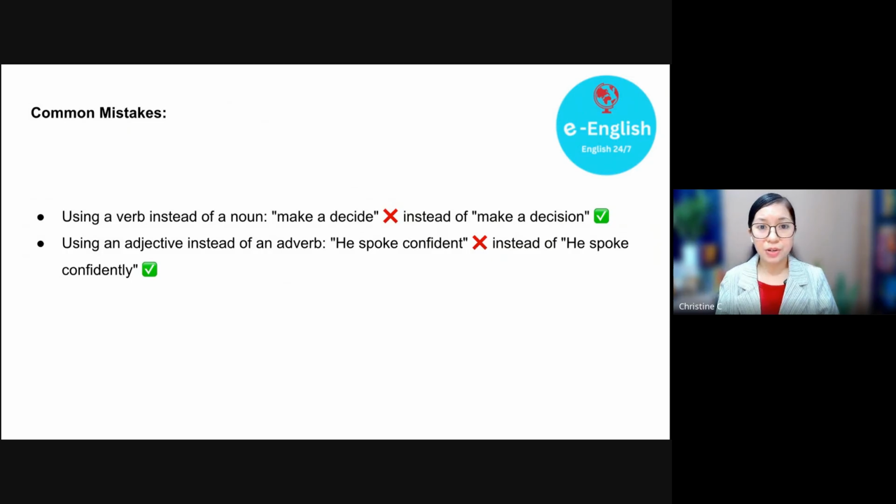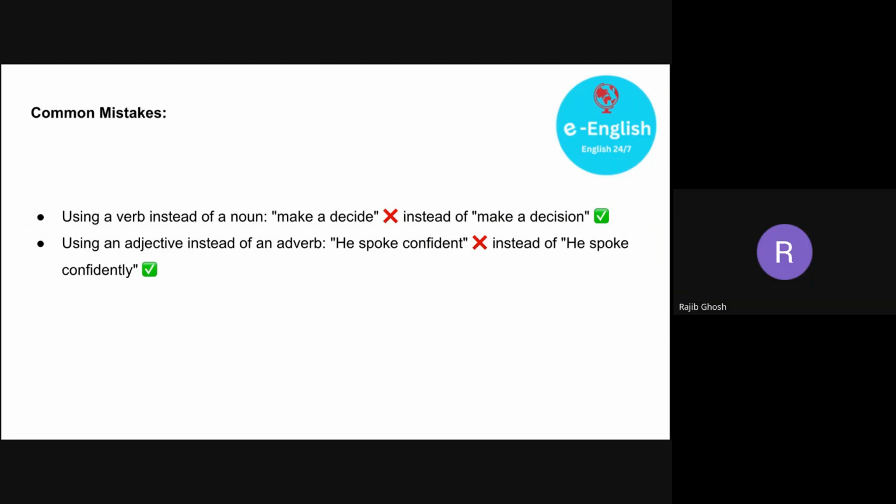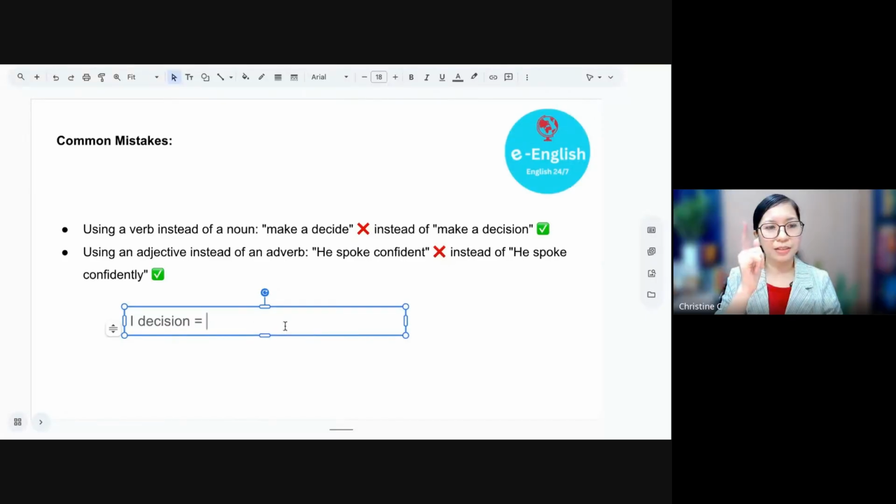Now, there is another common mistake. I sometimes hear some of my students say, "I decision." "I decision." Can anybody tell me how to correct this? How can we fix this error? I hear "I decision." What should we say instead? Anybody? "I decision." "Let me decided." Go. Perfect. Thank you, Reggie.